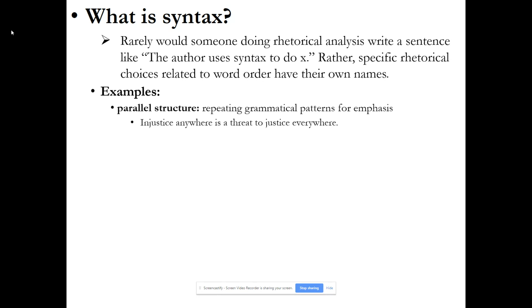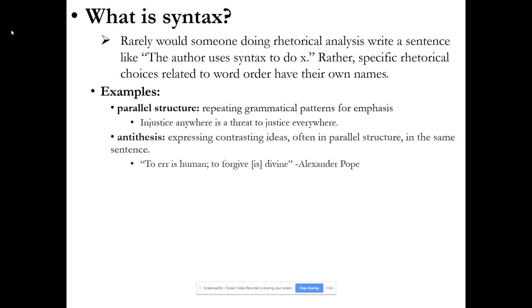So some examples. I believe all of these are in the list of rhetorical devices I asked you to learn for language topic 6. Parallel structure, right? It's just a repeated grammatical pattern. And of course, we have an example there. "Injustice anywhere is a threat to justice everywhere."